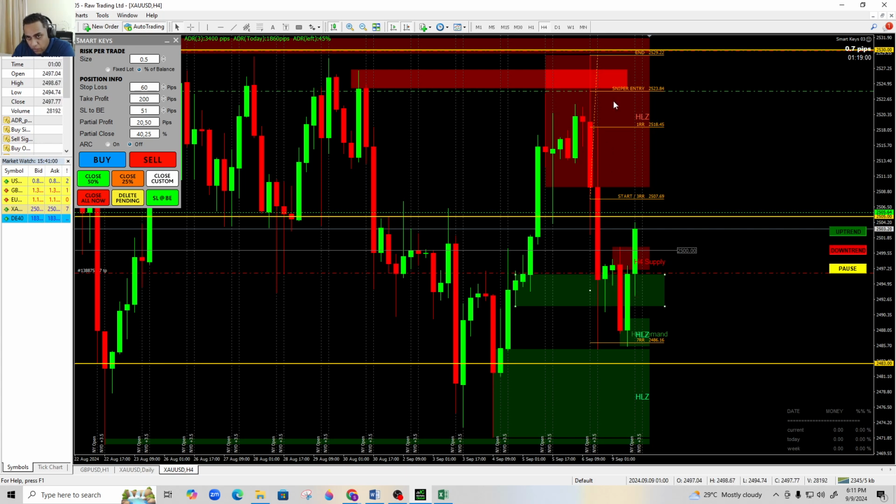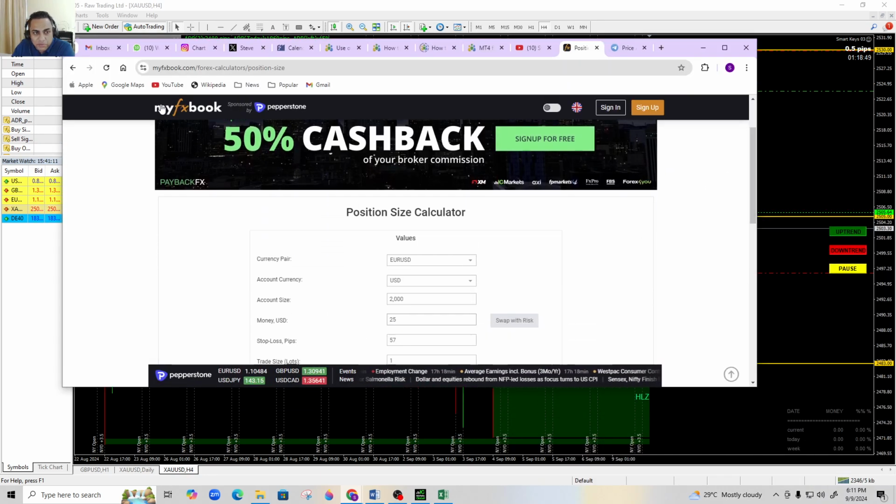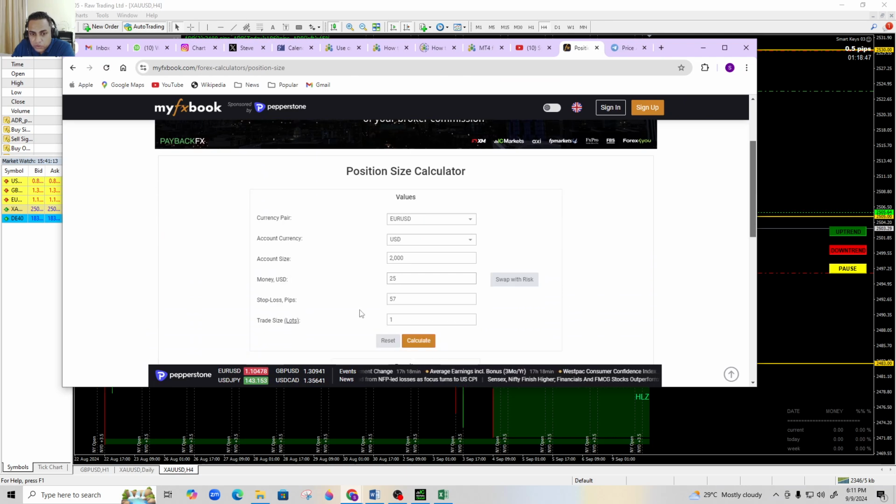So the reason I wanted to show you this example is to show you how I use this free tool on IFX book to calculate my lot size. So even if you had no access to the group or to the Excel sheet, you don't need that. You can control your risk here. You can know what lot size you need to trade for your setup or for the day just by putting the right values here and by having a right entry method.